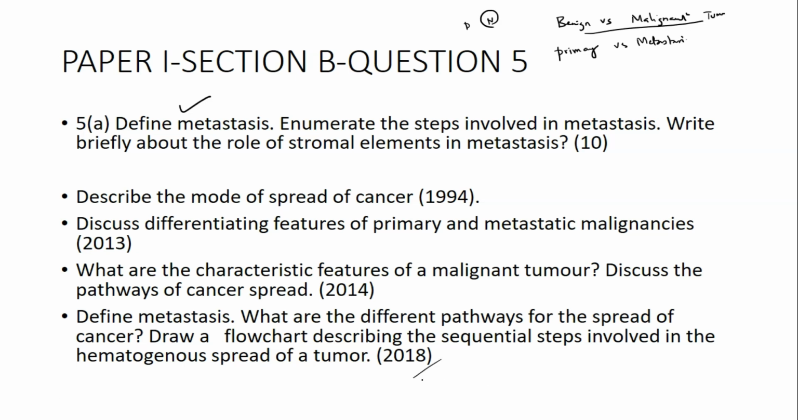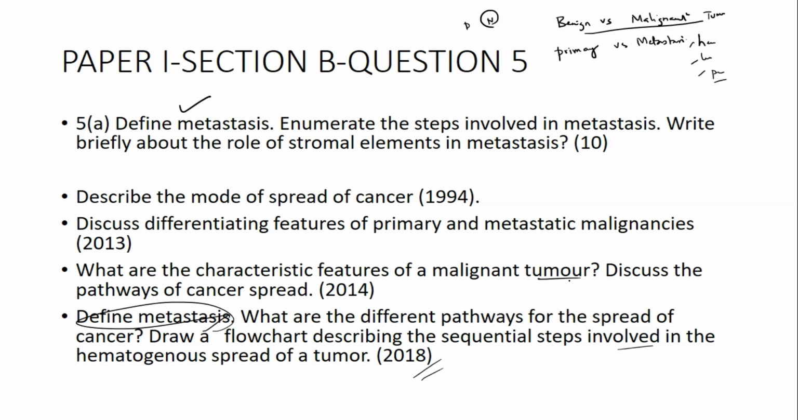Like in 2018, what are the steps which are involved in hematogenous spread of a tumor? Metastasis occurs in many ways. It can be in hematogenous fashion. It can be in lymphatic spread and all. It can be a peritoneal spread. They're asking you what is metastasis, the same question, but different pathways of spread of cancer.